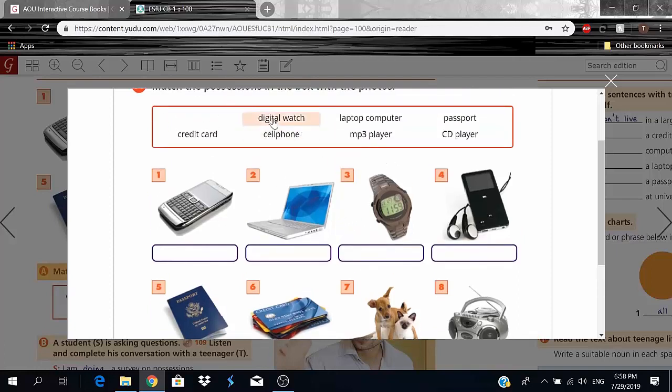And then we have digital watch. A digital watch is, unlike an ordinary watch, has numbers on it.